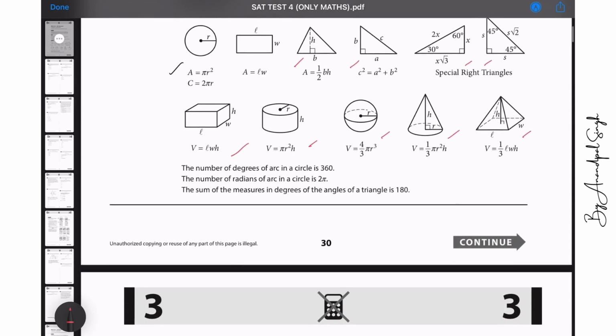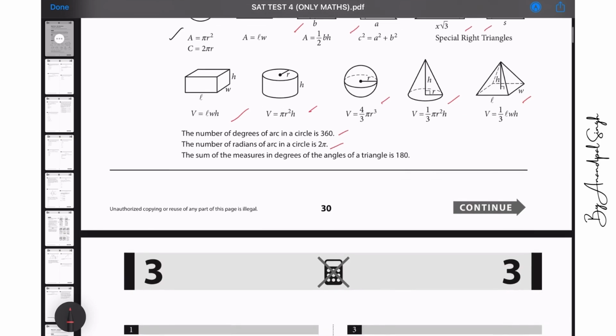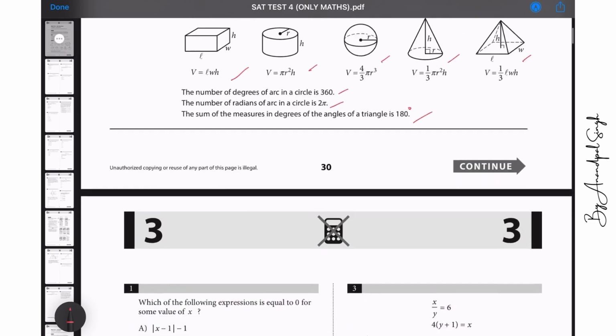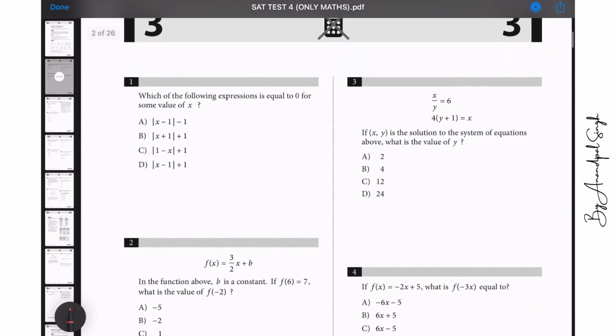Apart from that, the degree measure of a circle is 360 degrees and radian measure is 2 pi. That is, the complete angle is either 360 degrees or 2 pi radians. The sum of the measures in degrees of the angles of a triangle is 180 degrees. So let us start with the first question.